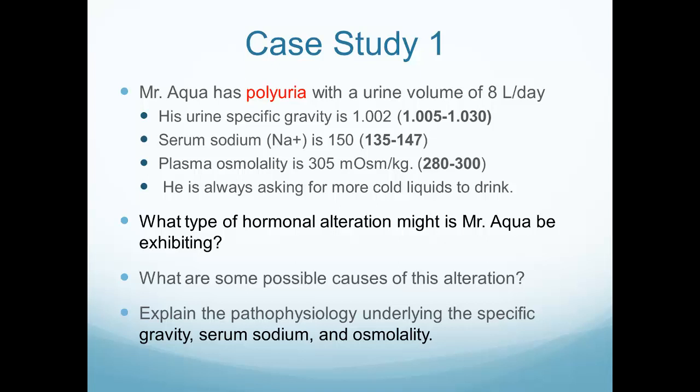Serum sodium, in this case, Mr. Aqua has a serum sodium of 150. Normal is 135 to 145. Plasma osmolality is 305, normal is up to 300. So those values are both high. The sodium and the osmolality, the concentration, are both high, while his urine specific gravity is low. Those things don't fit together. The normal presentation of your patient, high serum sodium and high plasma osmolality, would indicate dehydration. And with dehydration, we should have a high urine specific gravity. The concentration of the urine should be high. We should have concentrated urine. Instead, we have dilute urine. That doesn't fit with dehydration.